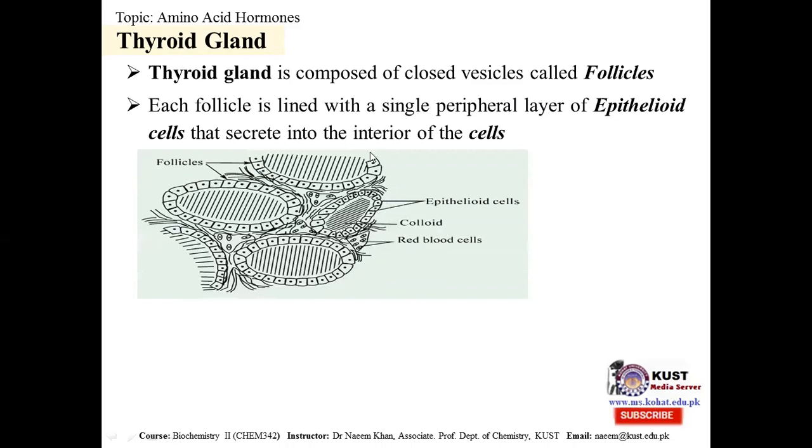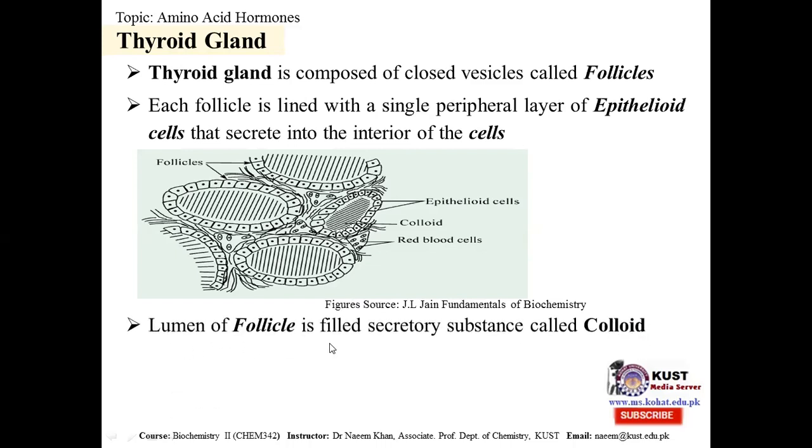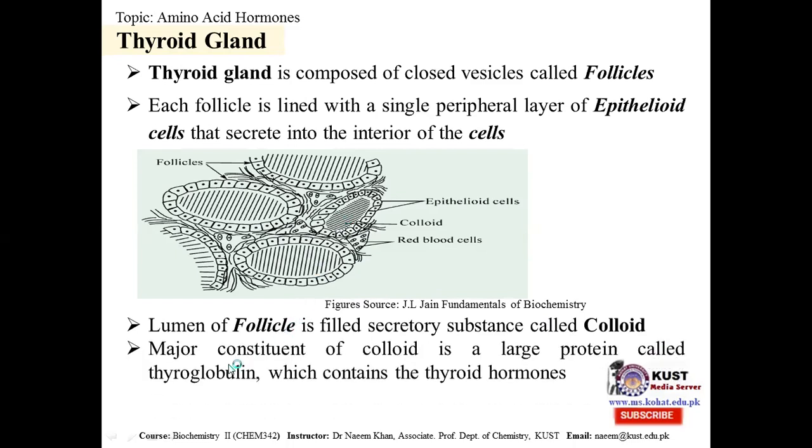Here we can see these are follicles, in the form of closed vesicles, and these are made up of the peripheral layer of cells. These peripheral layer cells secrete their secretion into the interior. The follicle lumen is composed of a secretory substance called colloid. Here we can see the colloid, and the major constituent of the colloid is a large protein called thyroglobulin, which contains thyroid hormones. Actually, the thyroid hormone is stored here in the form of thyroglobulin, which is secreted by this peripheral line of cells into the lumen, and what lies here is the colloid. The colloid contains the large protein thyroglobulin, and that contains the hormone.